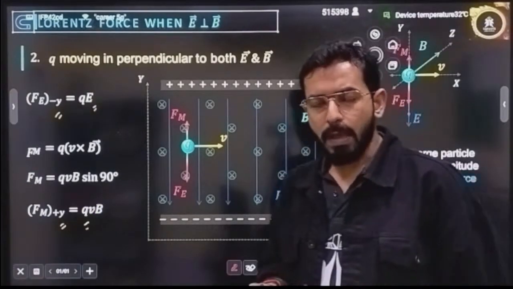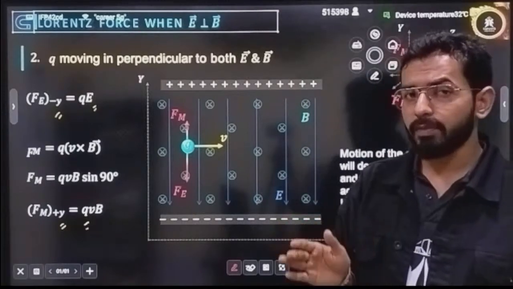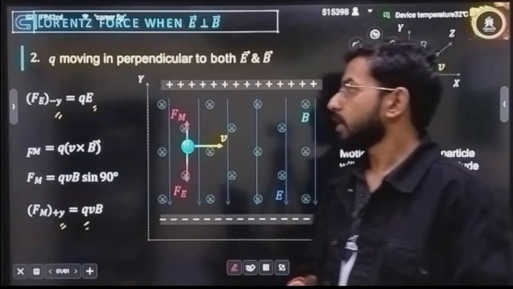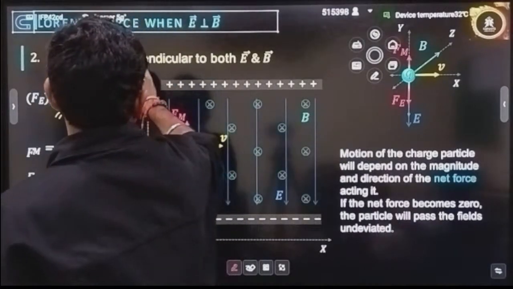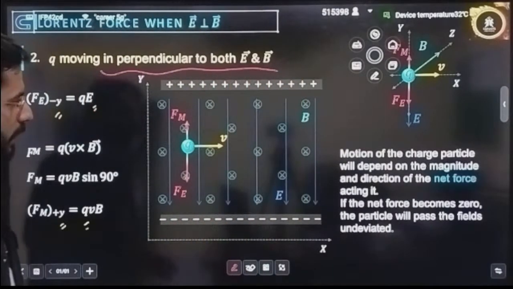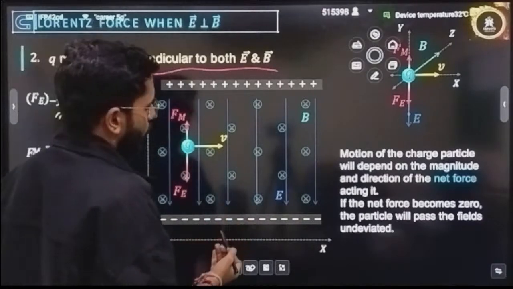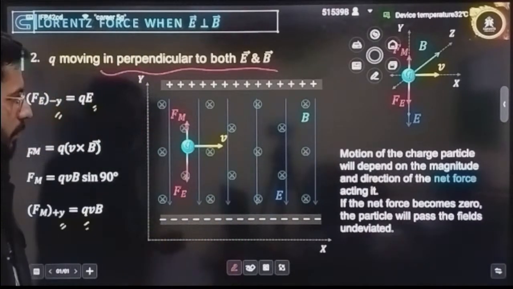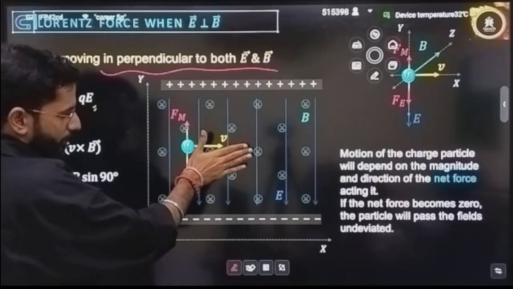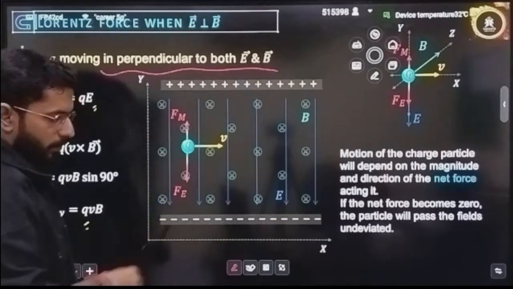Now, the second case of the same kind, but this time electric field and magnetic field are also perpendicular to each other. Q is moving in a direction perpendicular to both electric field and magnetic field. So how will you firstly decide the directions? V cross B gives the direction for magnetic force.